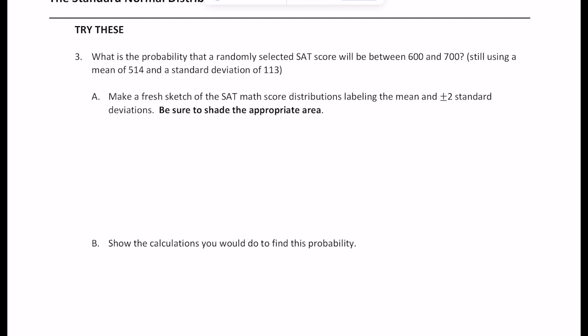What is the probability that a randomly selected SAT score will be between 600 and 700? We're still going to use that mean of 514 and standard deviation of 113. So let's create a picture. So here's my normal model. And my mean is going to go in the middle. So we know that's 514.